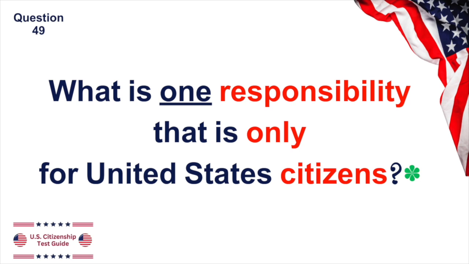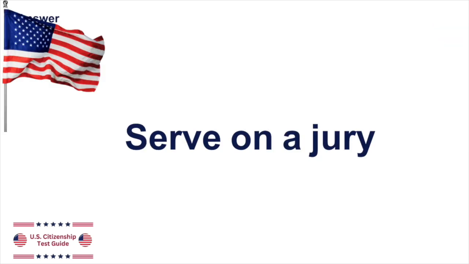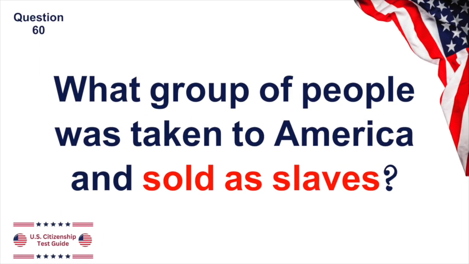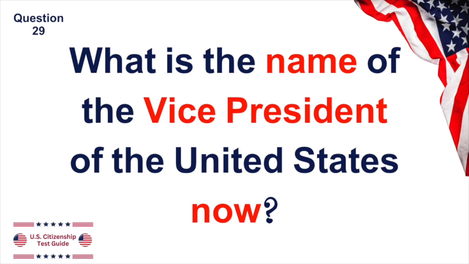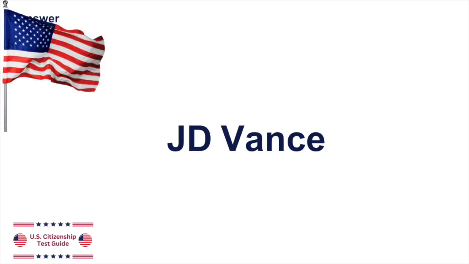What is one responsibility that is only for United States citizens? Serve on a jury. What group of people was taken to America and sold as slaves? Africans. What is the name of the Vice President of the United States now? J.D. Vance.